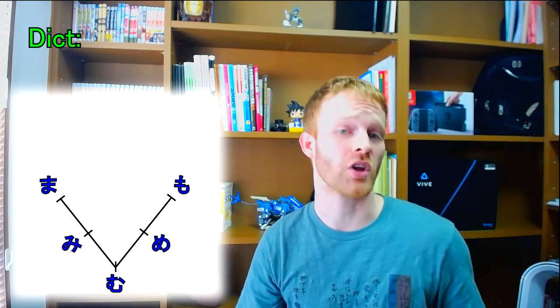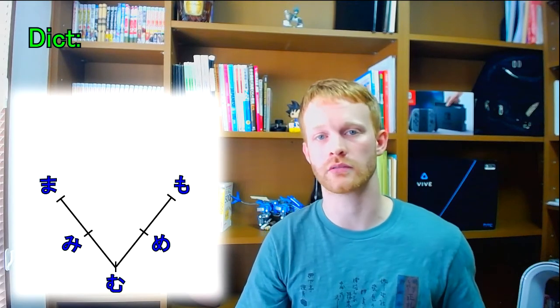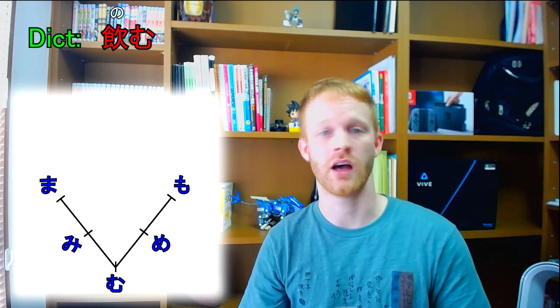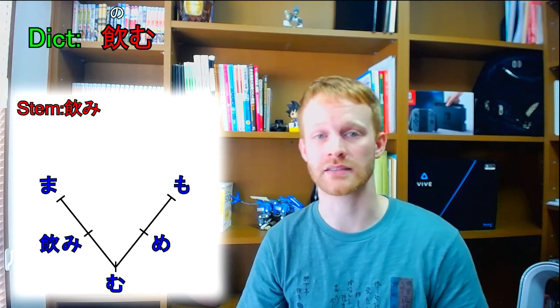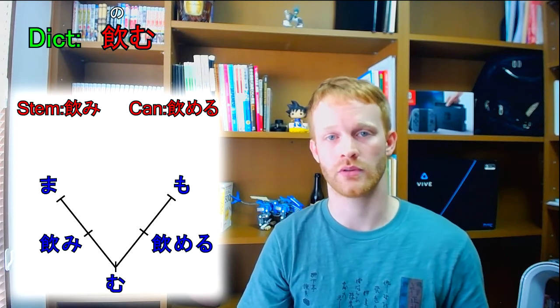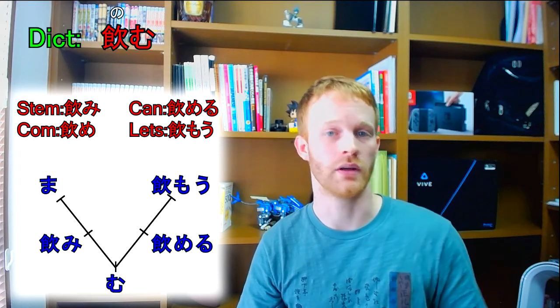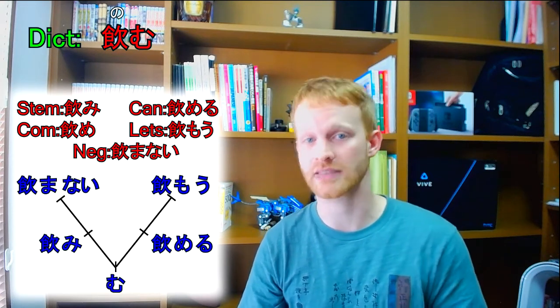For the M line, we already have a verb that you know from earlier. Nomu, meaning to drink. So let's just get to it. Nomu, nomimasu. Nomeru, nome. Nomou, nomimashou. Nomanai, nomimasen.